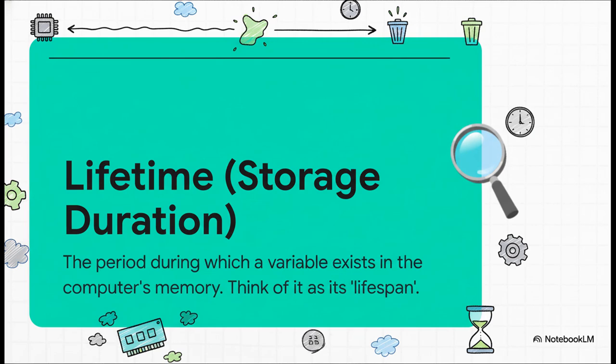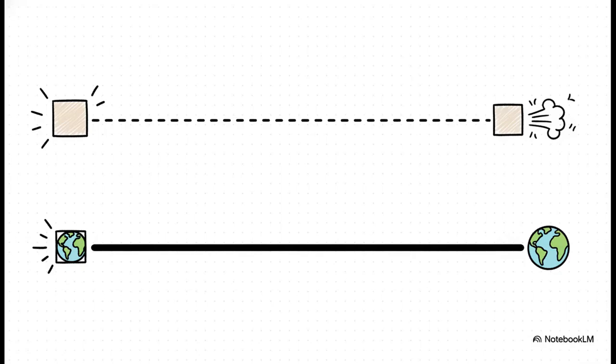Okay, so that's scope. The other half of the equation is lifetime. And this is all about a variable's actual lifespan. It's not about where you can see it. It's about how long it physically exists in the computer's memory. Now, most of your local variables have what's called an automatic lifetime. They're born the moment their function is called, and they're destroyed the instant that function ends. Poof, they're gone. Global variables, on the other hand, have a static lifetime. They're created when the program first boots up, and they stick around in memory until the very end.